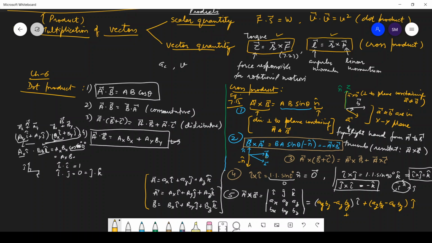Now what about the component of A cross B along the z axis? Now hide this and you are left with x and y. So x to y: AX BY minus AY BX. So students, this formula for A dot B was this, and here A cross B is this. So these are the signs of the determinant.